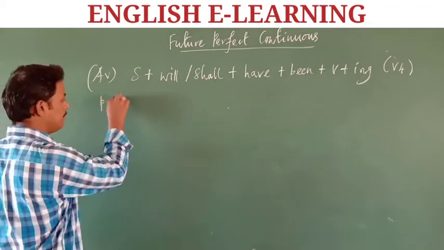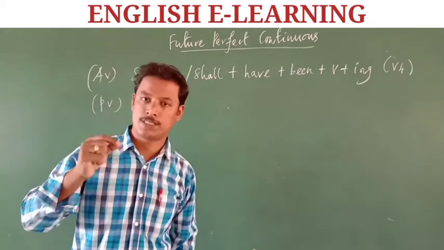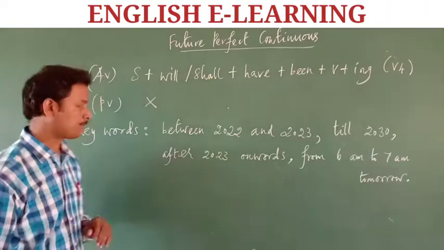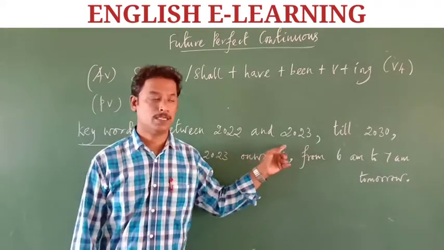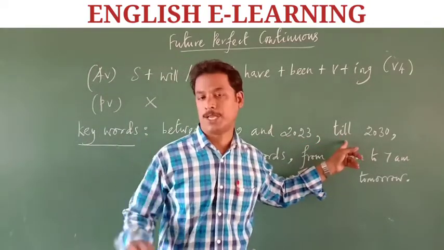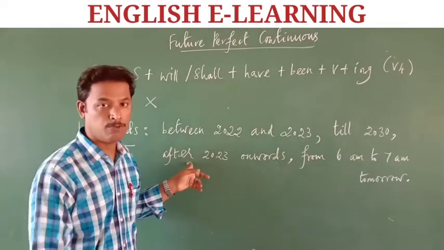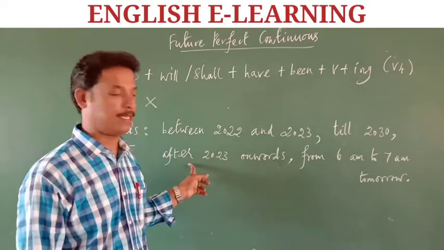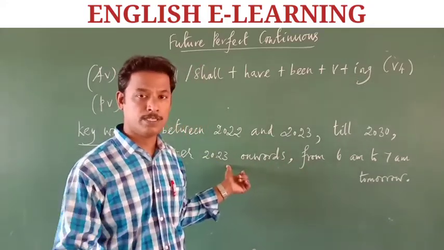And what about the passive form? There is no passive voice for future perfect continuous tense form too, like future continuous. Right. Look at the keywords. Between 2022 and 2023 in future, till 2030 in future, after 2023, after 2024, after this year, after this week. Okay, right. Onwards. After 2023 onwards, after this week onwards.